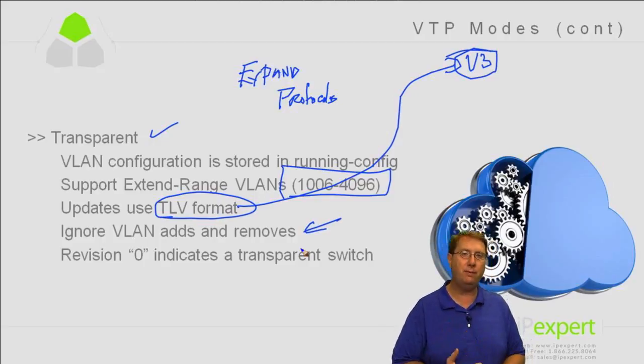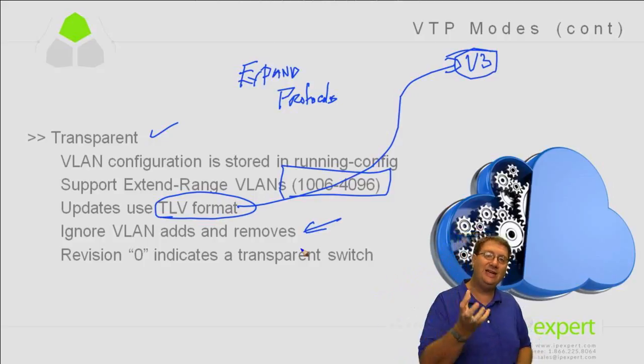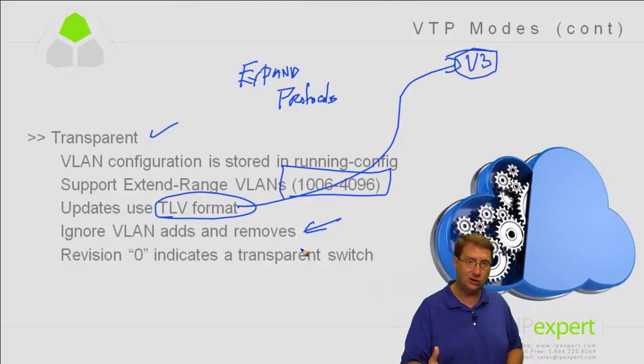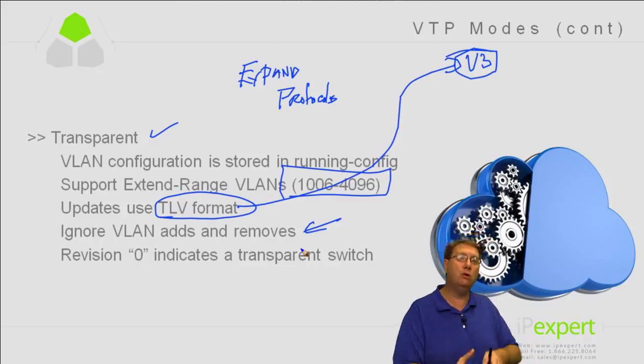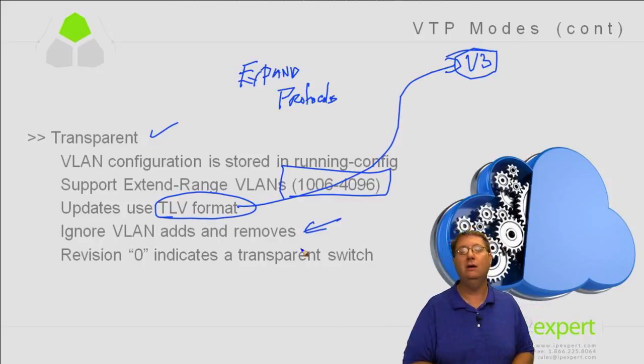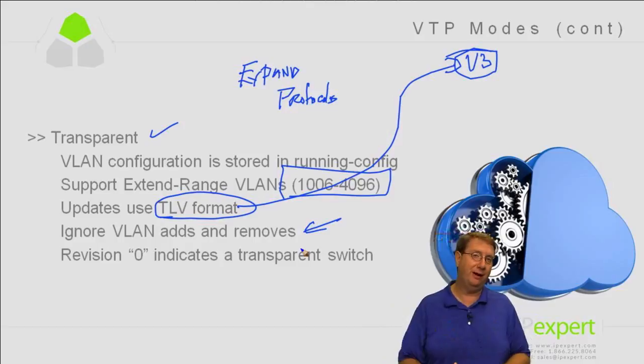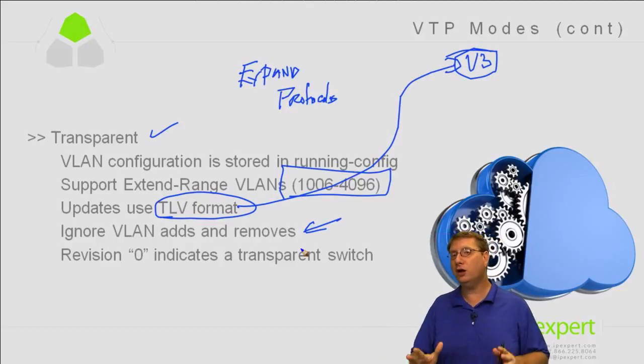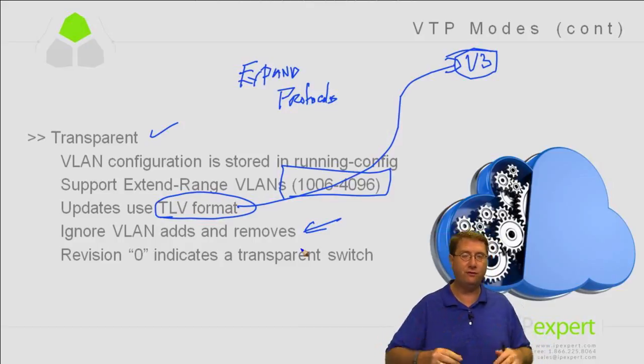The second most important part is that when we receive VTP update messages from a server, we are not going to implement them. We're not going to actually apply those updates. However, we will forward those updates onto our neighbors on a link-by-link basis. So by virtue of having a transparent switch in our infrastructure, we're not creating a quote-unquote black hole for VTP propagation.